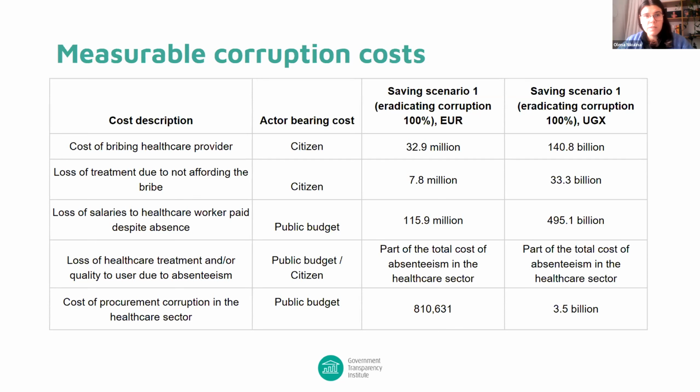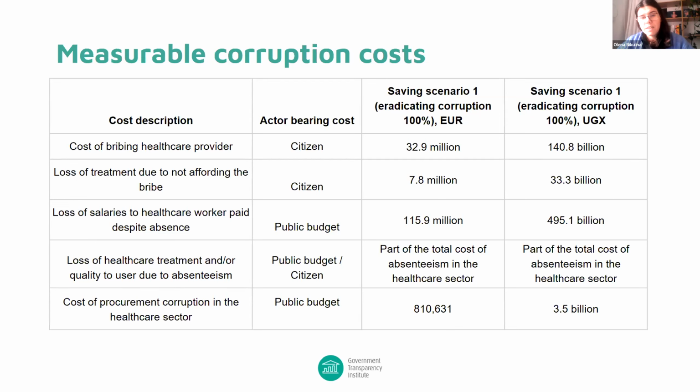Another big cost is the cost of bribing healthcare providers. We estimate it to be almost 33 million euros annually. Another large cost is loss of treatment due to not being able to afford to bribe a healthcare worker. We also have the cost of procurement corruption in the healthcare sector, and that's a bit more than 810,000 euros.